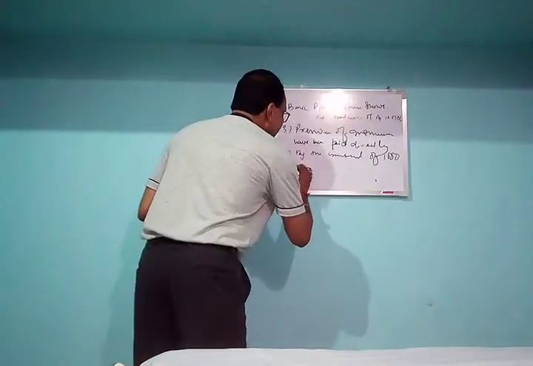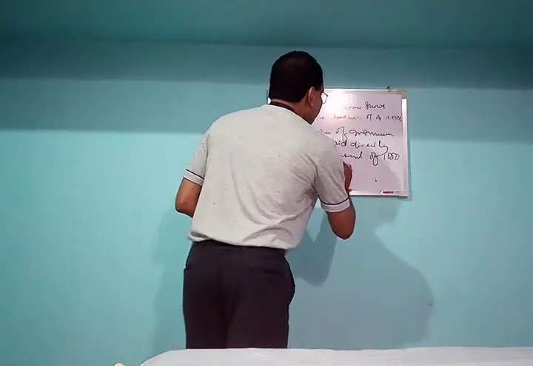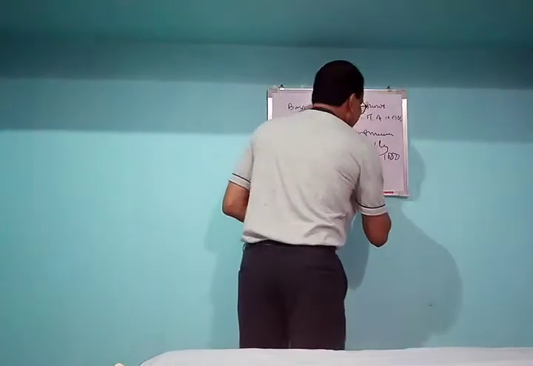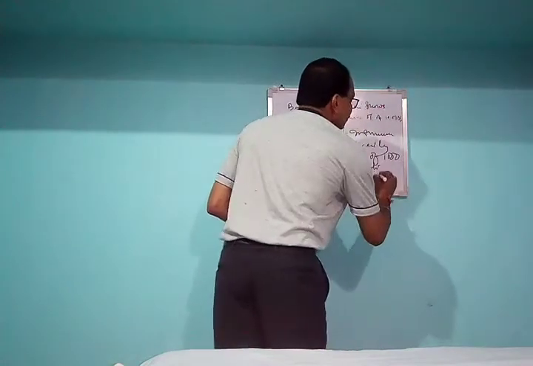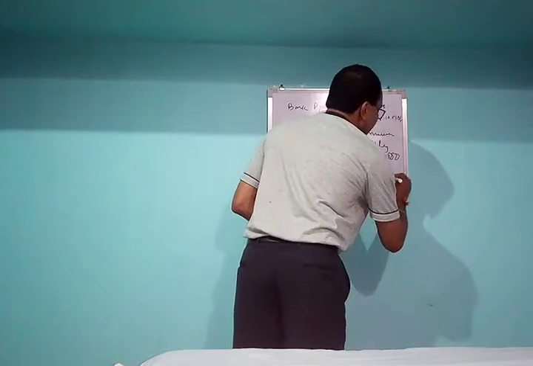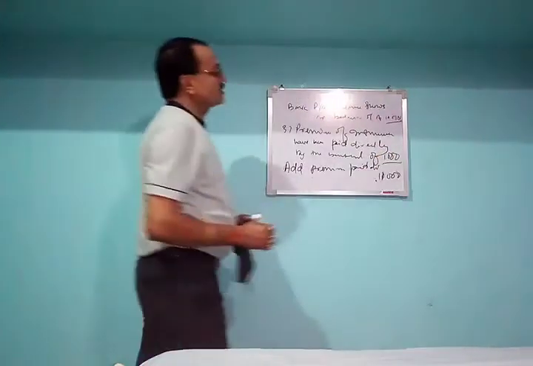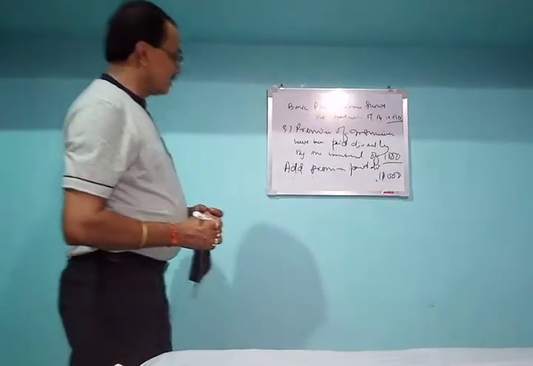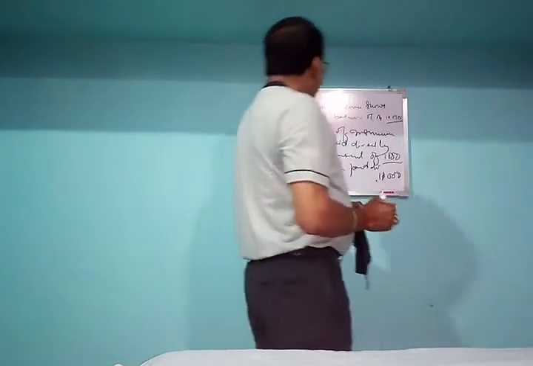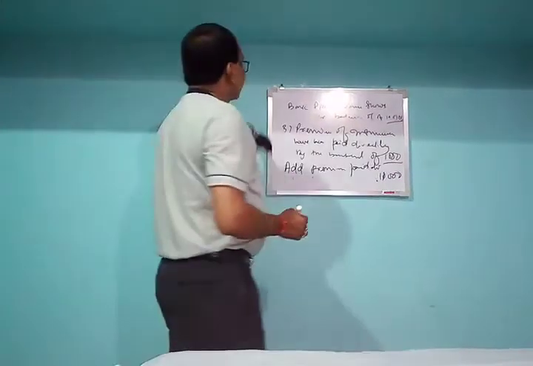So it is to be done: add premium paid directly. Naturally the balance should be 11,000 instead of 10,000. 10,000 plus this 1,000 becomes 11,000. This is another situation in which we have to add premium paid directly.